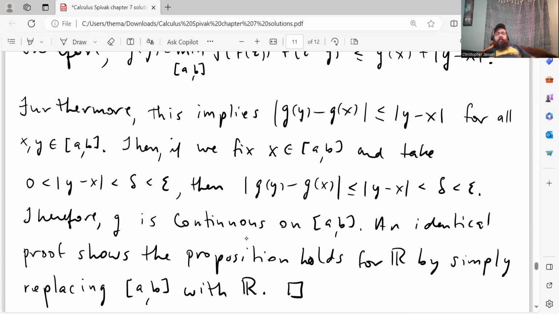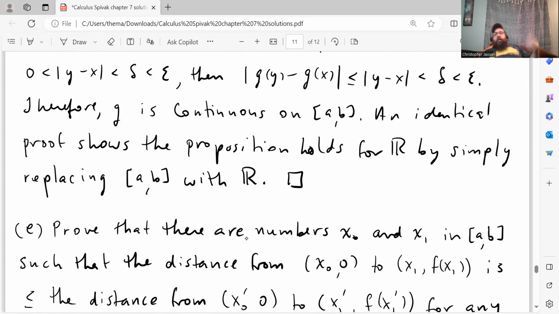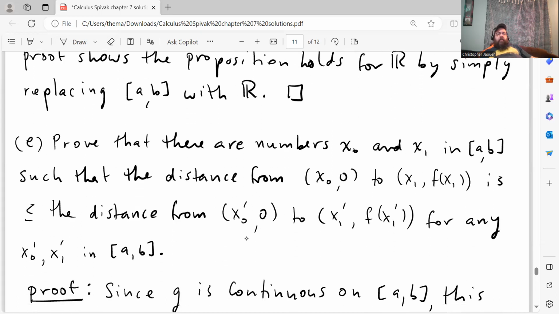An identical proof shows that the proposition holds for R, but I skipped doing that because it's a similar type of thing, simply replacing the closed interval [a, b] with R. So I skipped the proof for R just because it's similar.